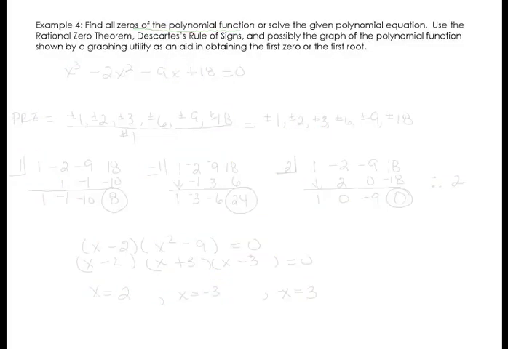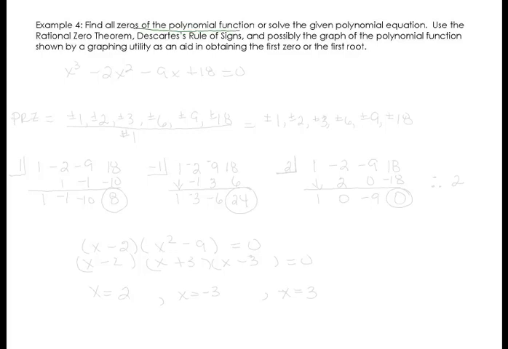So example 6, find all zeros of the polynomial function or solve the given polynomial equation. Use the rational zero theorem, Descartes' rule of signs, and possibly the graph of the polynomial function shown by a graphing utility as an aid in obtaining the first zero or the first root. Okay? So let me just make a little clarification on the Descartes rule of signs, and we'll do an example.